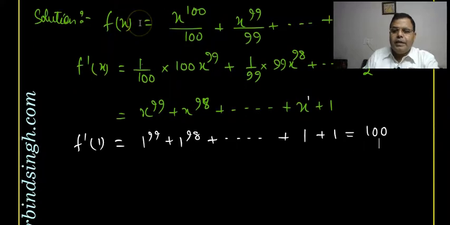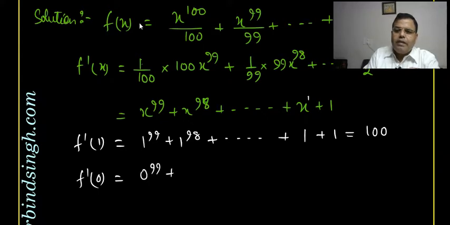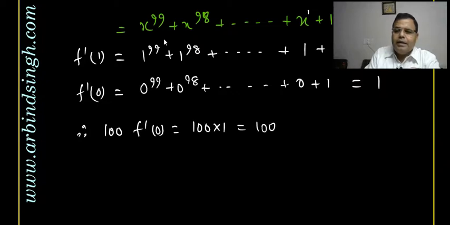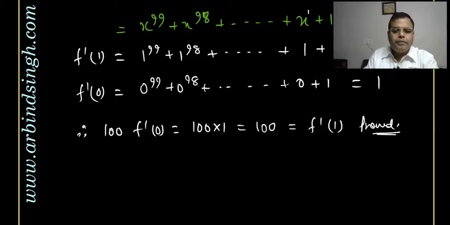So if this is 100 times of 1, and f dash 0, if I put 0, then what will happen? This is 0, this is 0, everything will be 0. And there will be 0 to the power 99 plus 0 to the power 98, like this, up to 0 plus 1, which is 1 only. So f dash 0, therefore 100 times of f dash 0 is 100 times of 1, that is 100, isn't it? And this is what? F dash 1. So this is proved. Proved. Okay, I hope you got it.